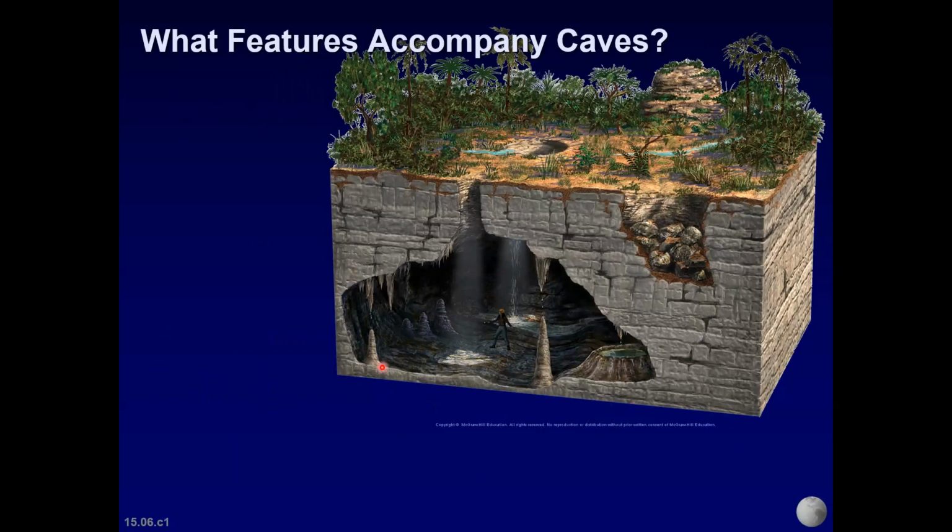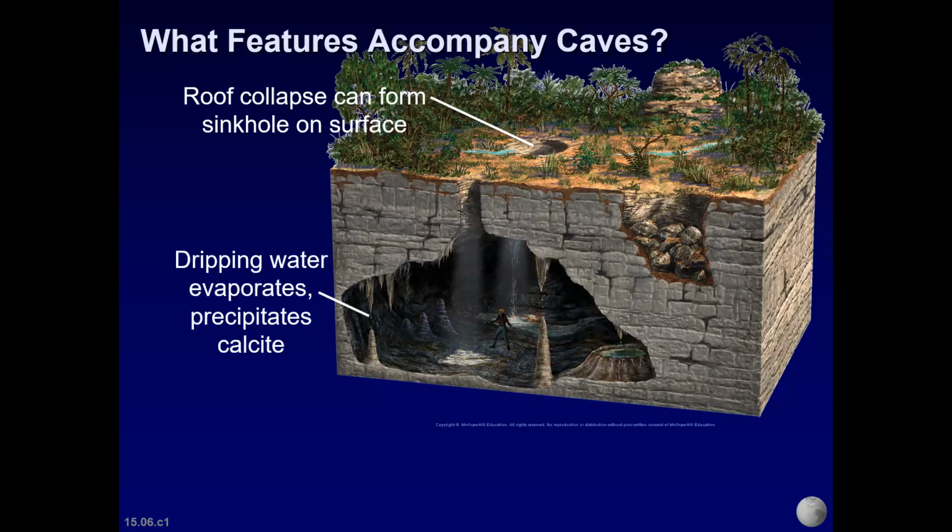Okay. We'll think about more cave features. So, the roof collapse of a cave can form a sinkhole on the surface. So, if you built your house here, it could be bad, theoretically. Water dripping off of the roof of the cave evaporates as well, precipitating calcite and other minerals in the form of stalactites. Minerals build up cave formations from the roof, floor, and walls. Stalagmites are what's on the ground.